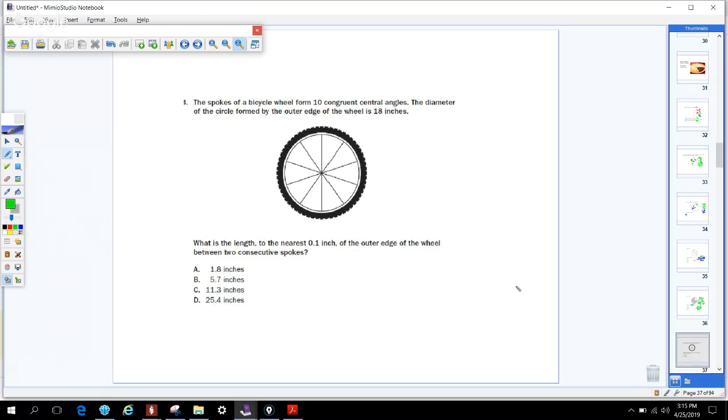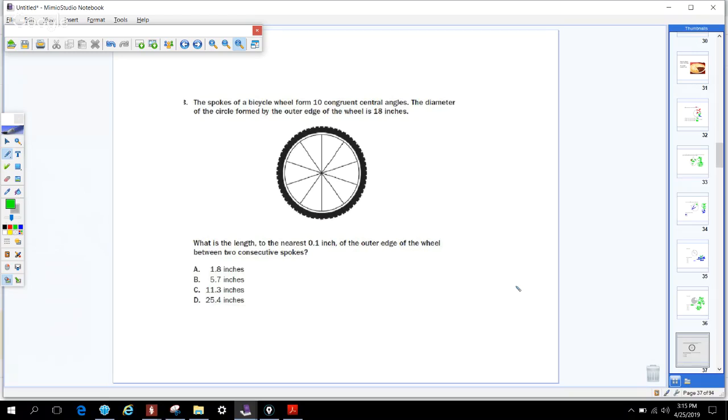What's the other trick? There's another trick. Say it louder. Yes, another trick is they don't give you the angle measure. So you're going to have to take 360 and divide it by 10 to get the angle measure. What's the final trick? One more trick that they put in this question. Go louder. It gives you the diameter. So what do you have to do to get the radius?